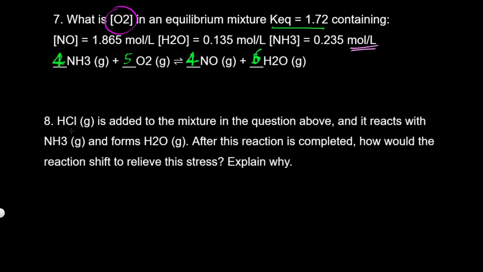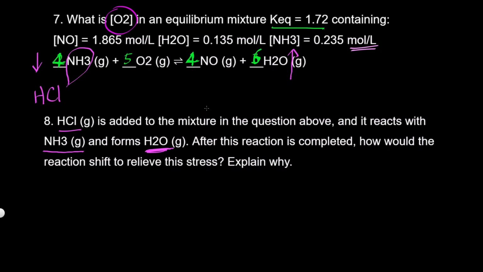Number 8 says HCl, hydrochloric acid gas, is added to the mixture from the previous problem, and it reacts with NH3. If it reacts with it and then it forms H2O, what would happen if you put HCl in it? It will grab onto this ammonia here, so that NH3 concentration will go down, correct? And then it says it forms extra water vapor gas here. So you would increase the product here.